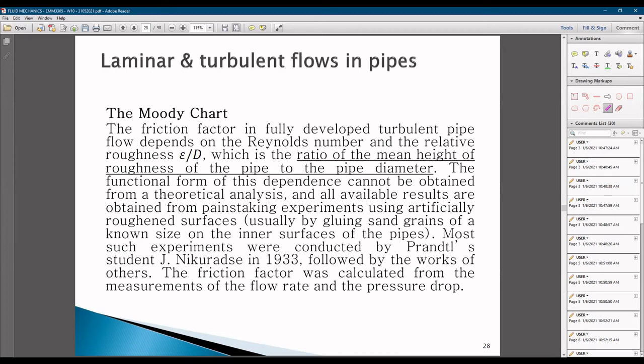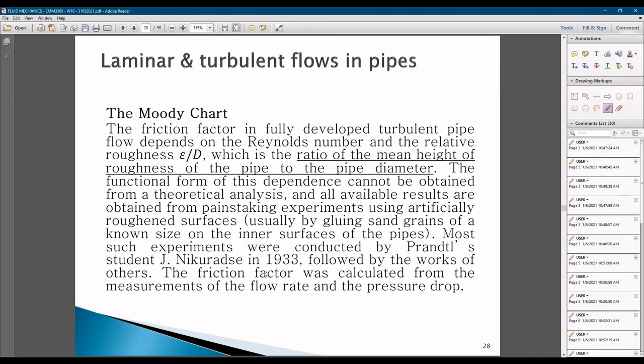So to obtain these values, this ratio, you cannot do it through theoretical analysis, but you have to do meticulous experiments to actually get these values. Most experiments were conducted by a PhD student named Nikuradse in 1933, followed by the works of others, of course.